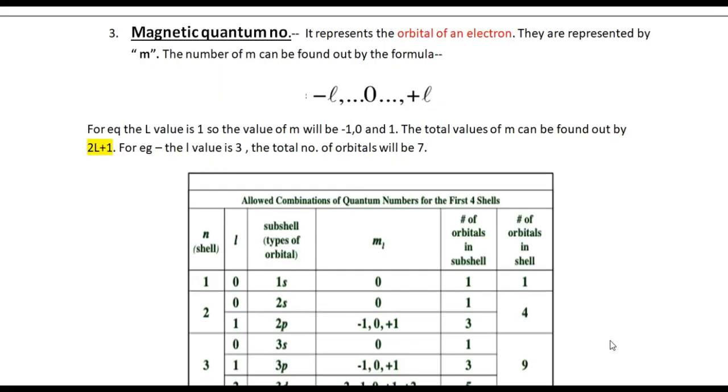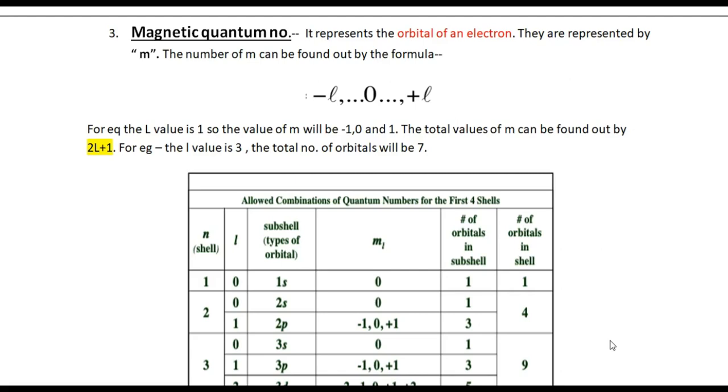The third quantum number is the magnetic quantum number. It actually represents the orbital of an electron. So it's shell, subshell, and then orbital. They are represented by the symbol m. The values of m can be found by the formula minus L, then 0, and then plus L. For example, if the L value is 1, the value of m will be minus 1, 0, and 1, by the formula minus L, 0, and plus L. The total number of values of m can be found by 2L plus 1.